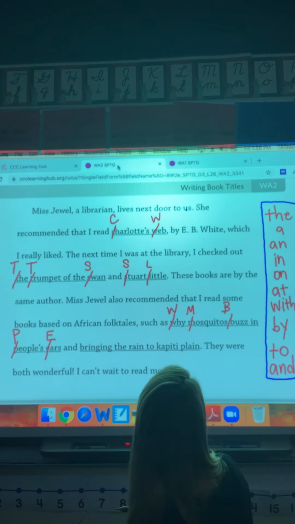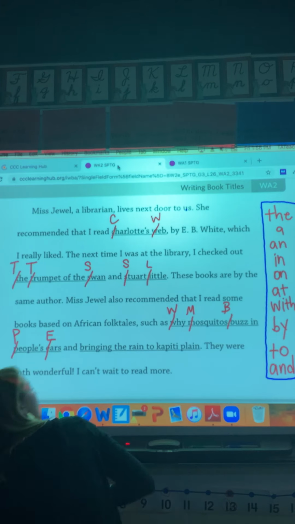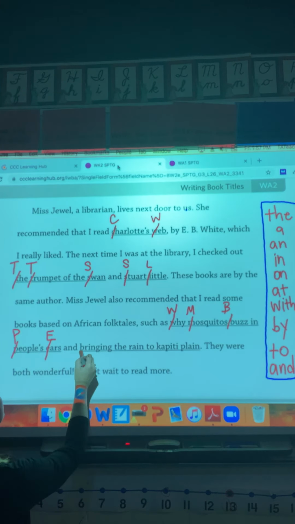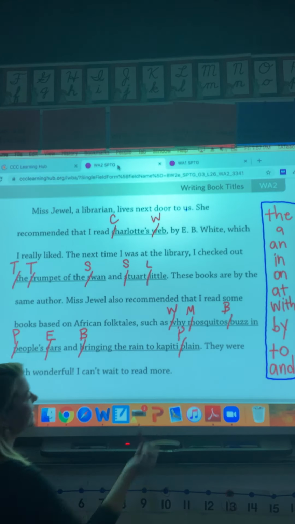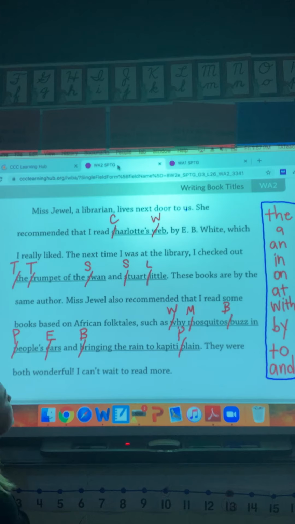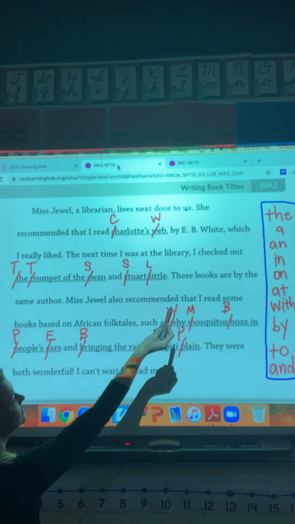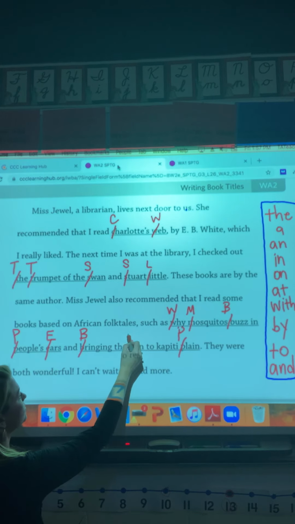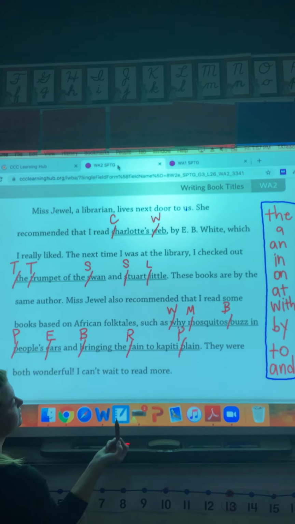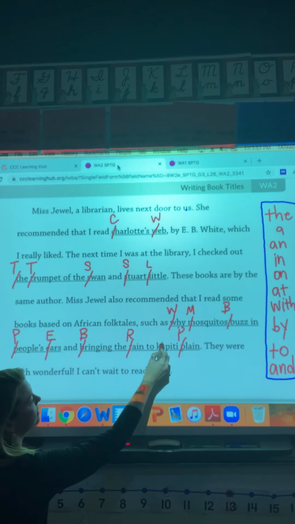Bringing the Rain to Kapiti Plain. All right, always the first word. The first thing we do in a book title. Look at the first and last words. And then all important words in between. Unless the is the first word, we do not capitalize it. Rain. To is on our list. But Kapiti is an important word. That's a place.